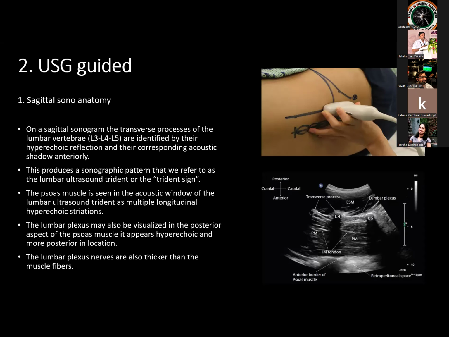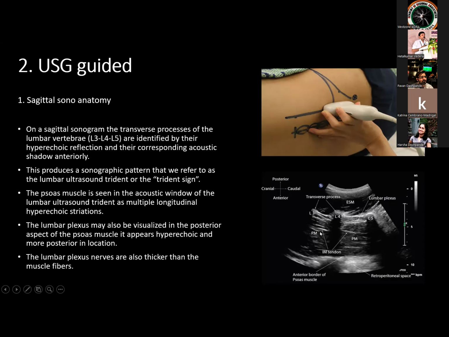Now the various approaches for the USG guided lumbar plexus block. First is the sagittal sonoanatomy. In the sagittal sonogram, the transverse processes of the lumbar vertebrae, L3, L4, L5, are identified by their hyperechoic reflection and their corresponding acoustic shadow, as we can see in the lower image. We can see L3, L4, L5 and their acoustic shadow behind it.